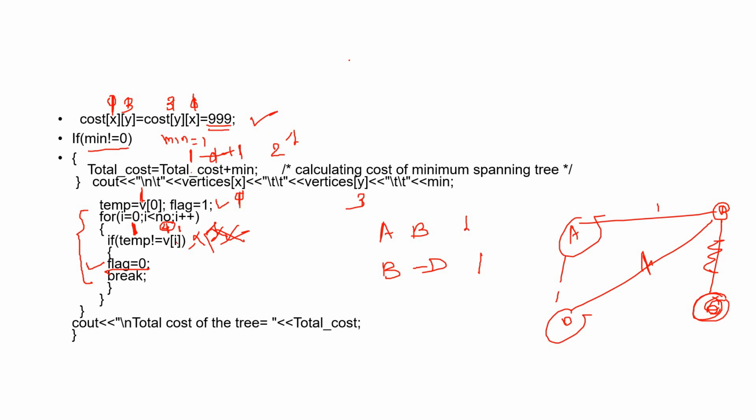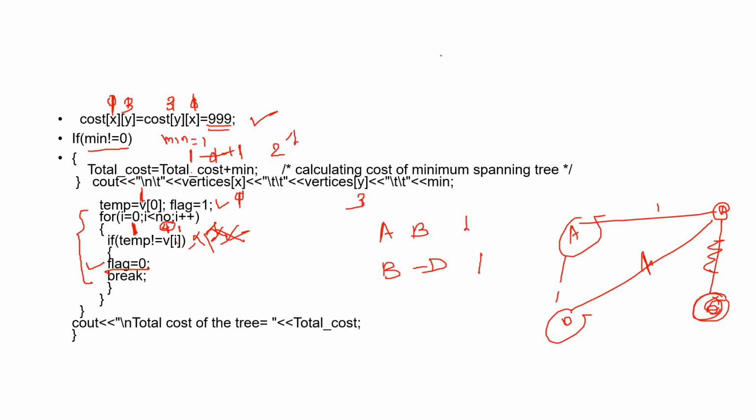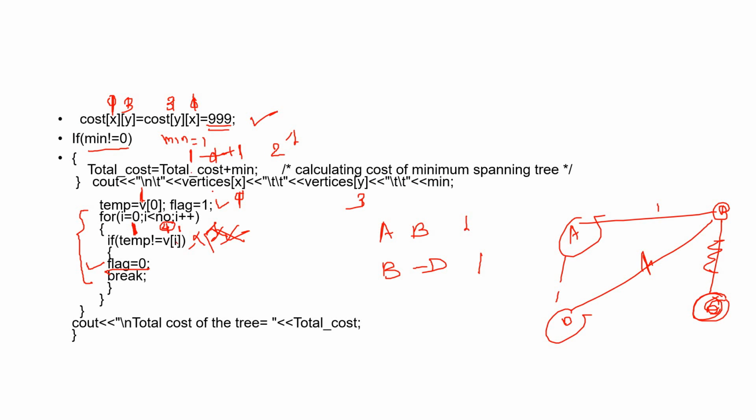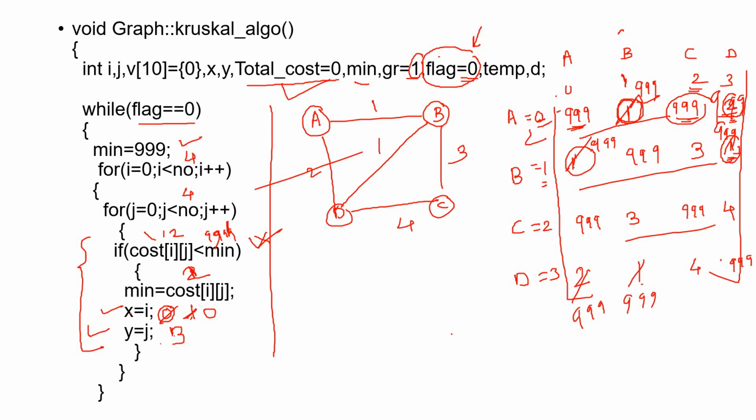Okay, so v of 2 is equal to 1? No, it is 0. Here you can see v of 2 right now it is 0, not visited. So that's why this condition is true. Now flag will become 0. Still we have not visited C vertex, so this is still remaining. So now again it will be back here. Flag will start from 0.